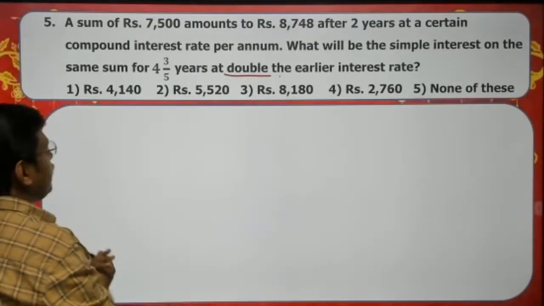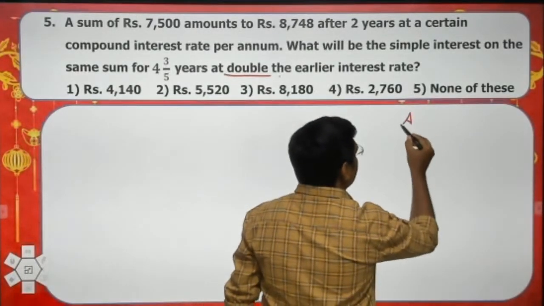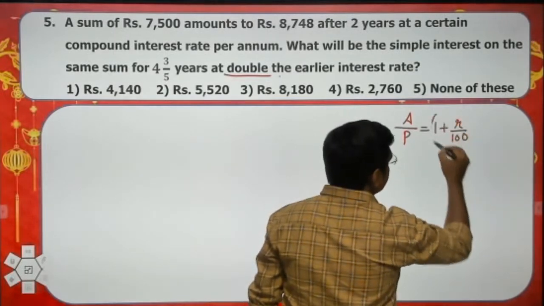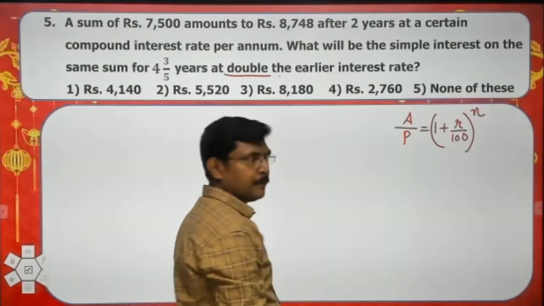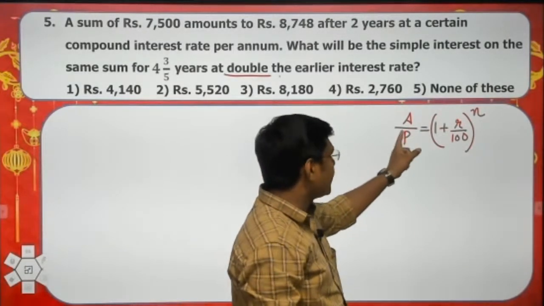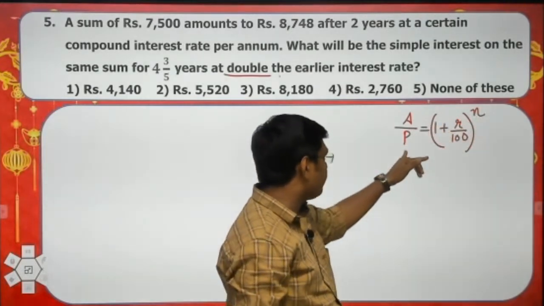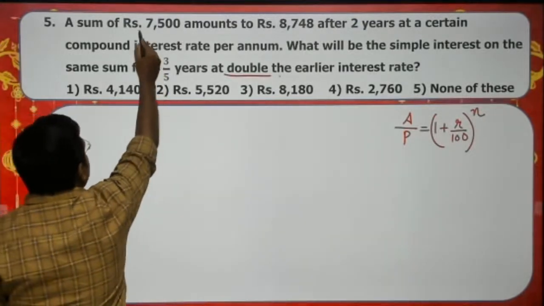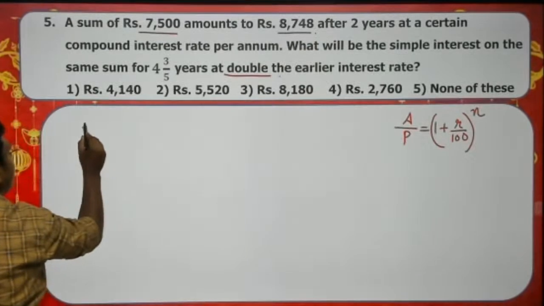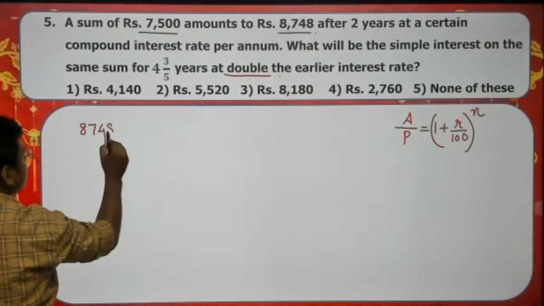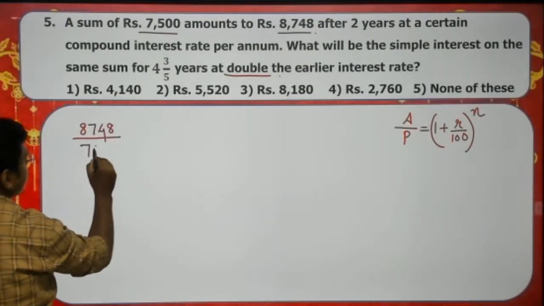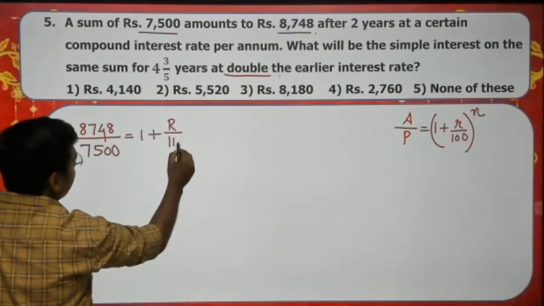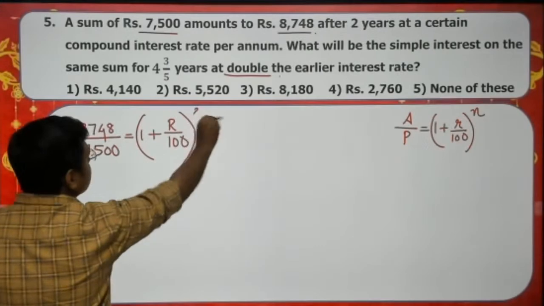So first of all, using this formula, we know that amount by principal is equal to 1 plus r by 100 the whole raised to n. That we know, correct. Initially it was amount A is equal to P into 1 plus r by 100 the whole raised to n. I am taking that P to the left hand side, that becomes amount by principal, right? So listen carefully, this was the principal and this is the amount, right? So 8748 divided by principal, that is 7,500, is equal to 1 plus r by 100, the rate is unknown, that is what we need to find, the whole raised to, clearly given that for 2 years, right?